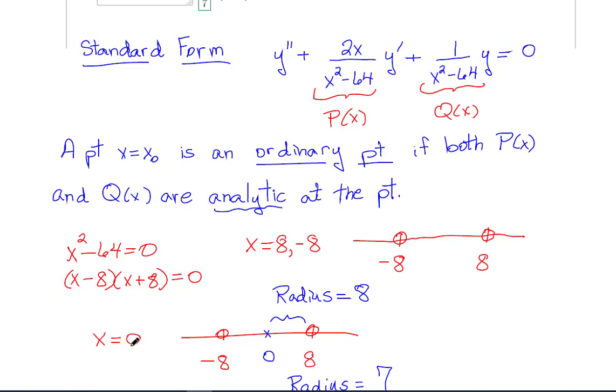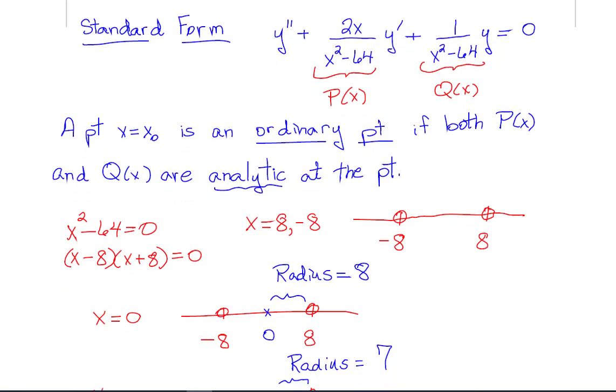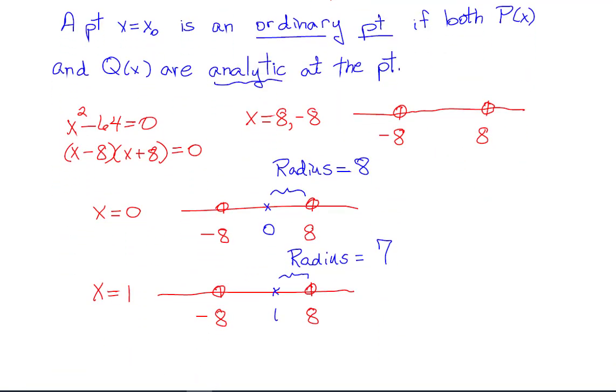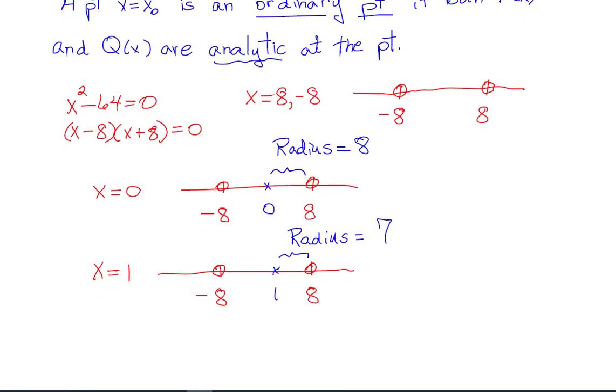So for x equals 0, the radius for the solution to be looked at is 8, because here's 0, the distance is 8. Whereas here for x equals 1, the radius between 1 and 8 is 7. So again, to be an ordinary point, both p and q are analytic at that point.